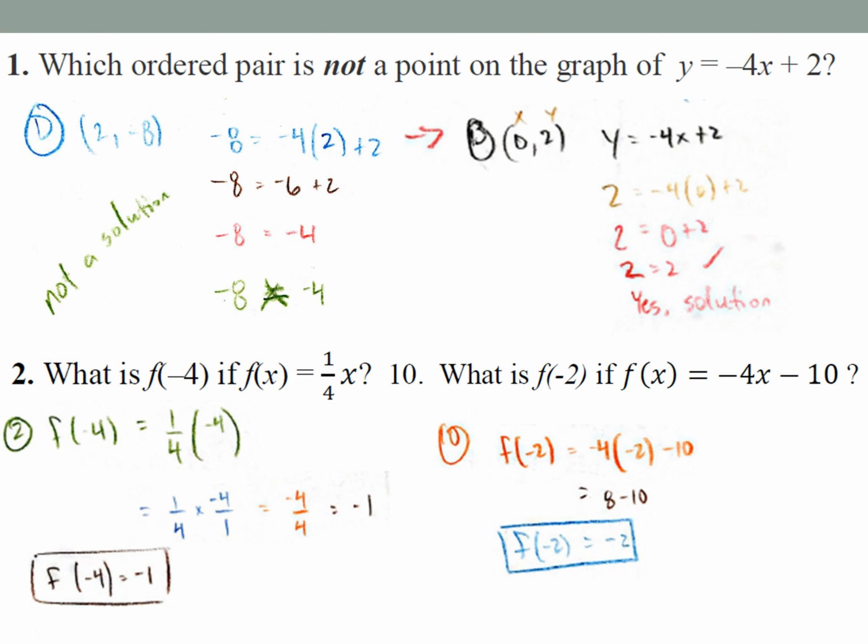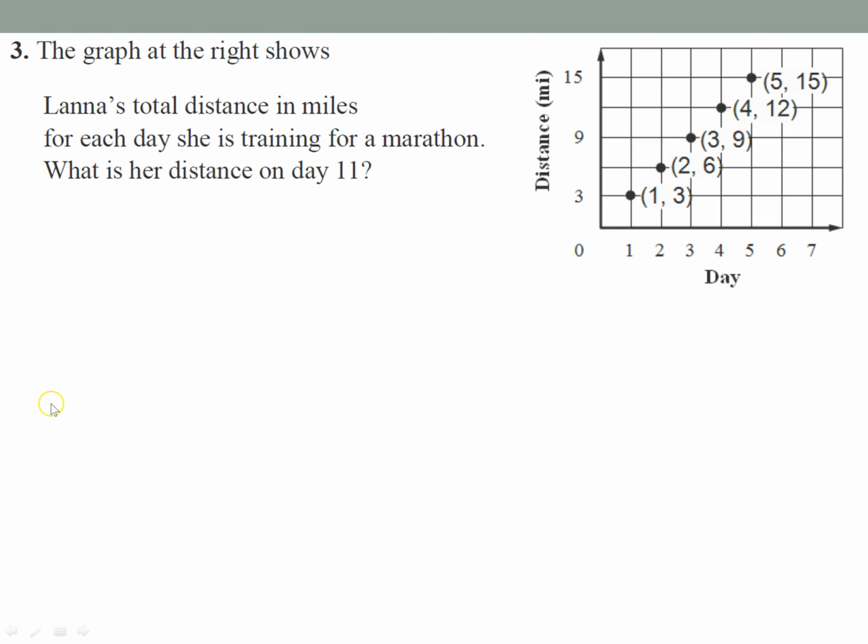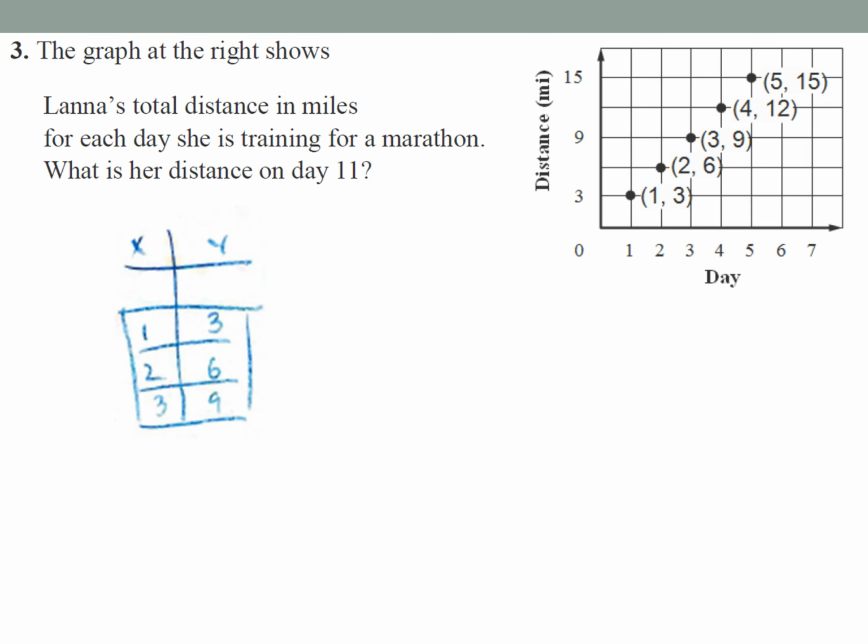All right, let's keep on moving forward. Let's take a look at number 3. Some people are going to solve this without the table. Some people are going to solve this by finding the slope and then substituting into y equals mx plus b, and those people are awesome. But for me, I find the easiest way to do it is with the table.